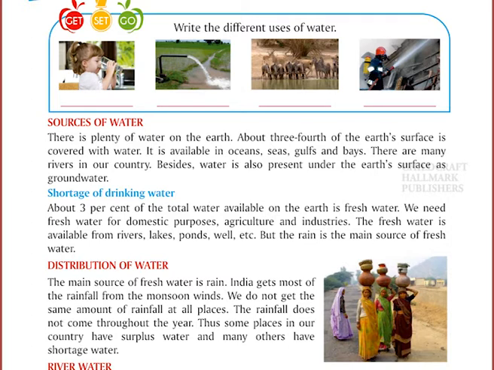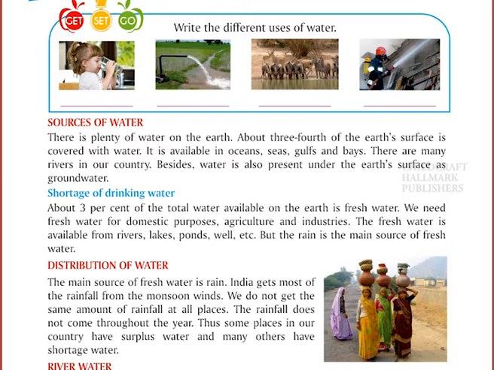Shortage of drinking water. About 3% of the total water available on the earth is fresh water. We need fresh water for domestic purposes, agriculture, and industries. The fresh water is available from rivers, lakes, ponds, wells, etc. But the rain is the main source of fresh water.